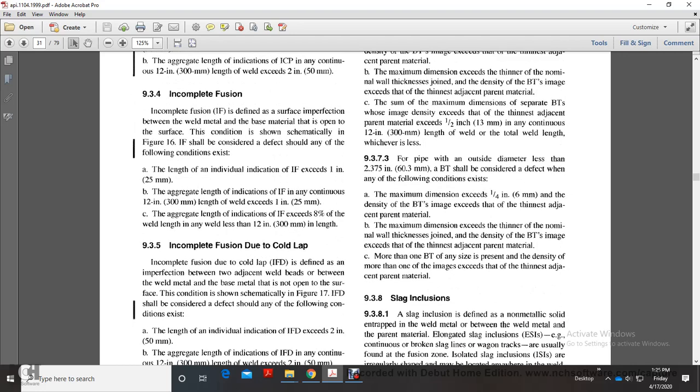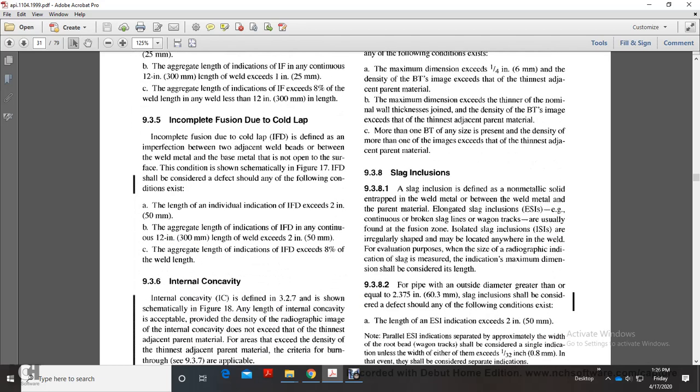9373. For pipe with an outside diameter less than 2.375 inches, the burn-through should be considered a defect when any of the following conditions exist. The maximum dimension exceeds 1/4 inch, and the density of the burn-through image exceeds that of the thinnest adjacent parent metal. The maximum dimension exceeds the thinner nominal wall thickness, and the density of the burn-through image exceeds that of the thinnest adjacent parent metal. More than one burn-through is present in any side, and the density of more than one image exceeds the thinnest adjacent parent metal.